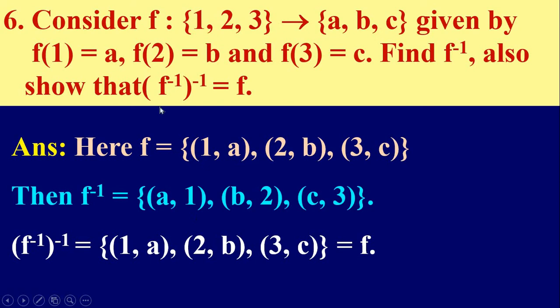Now again we find f inverse whole inverse. F inverse whole inverse is, again here it is {(1,A), (2,B), (3,C)}. You have to interchange the elements in f inverse. So it is {(1,A), (2,B), (3,C)}. But it is same as f only. So therefore f inverse whole inverse is f here.